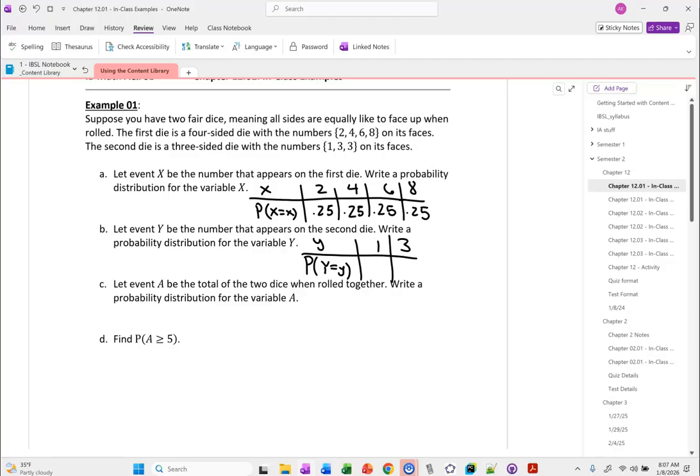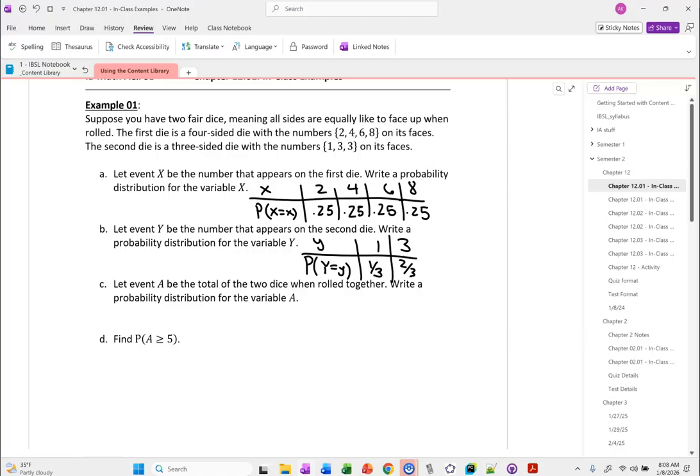Okay, 0.3 repeating, or 1/3. I'm going to write the fraction here so I don't have to do any rounding. And the probability of 3 occurring? 2/3, or 0.6 repeating. And again, before I'm done, I'm just going to give myself one little quick check that the probabilities add to 1. And they do. Everybody happy?